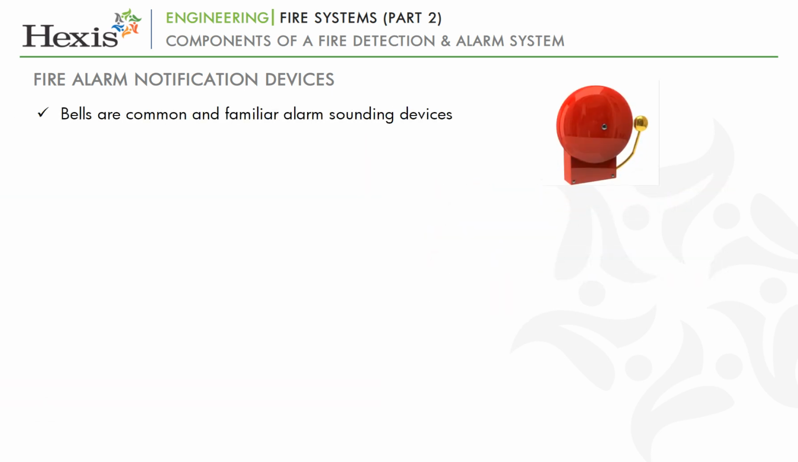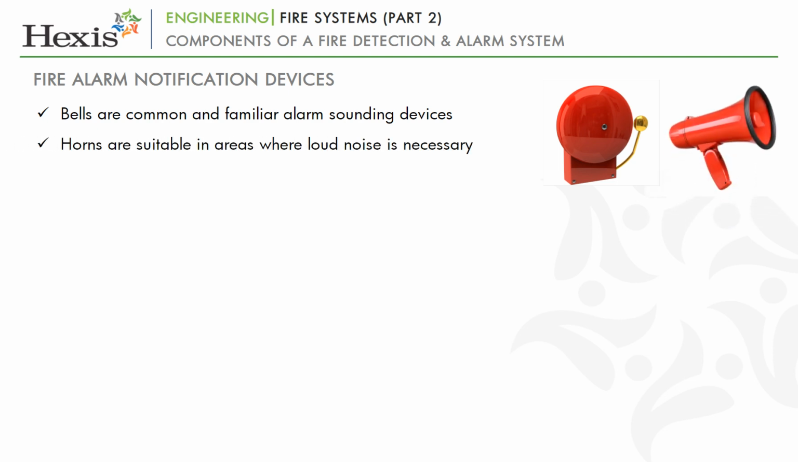Bells are the most common and familiar alarm sounding device and are appropriate for most building applications. Horns are another option and are especially well suited to areas where a loud signal is needed, such as library stacks and architecturally sensitive buildings where devices need partial concealment.